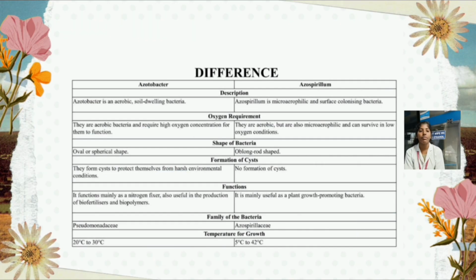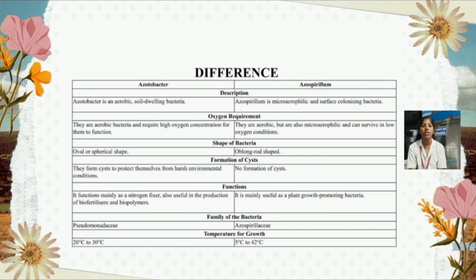Next, the difference between Azotobacter and Azospirillum. Azotobacter is an aerobic soil-dwelling bacterium, whereas Azospirillum is microaerophilic and usually colonizes plant surfaces. In terms of oxygen requirement, Azotobacter needs high oxygen concentrations to function, while Azospirillum can also survive in low oxygen conditions. When we look at their shape, Azotobacter cells are oval or spherical, but Azospirillum has an oblong, rod-shaped structure.